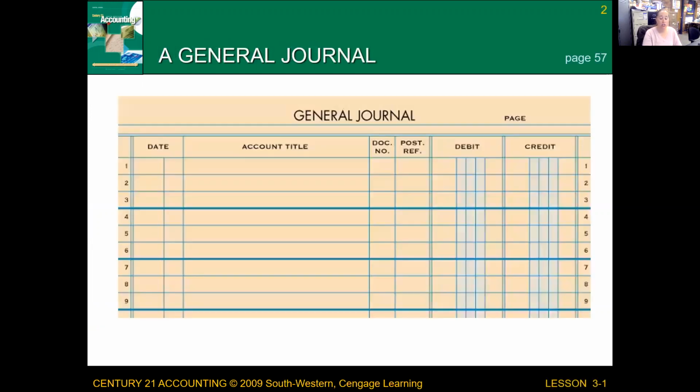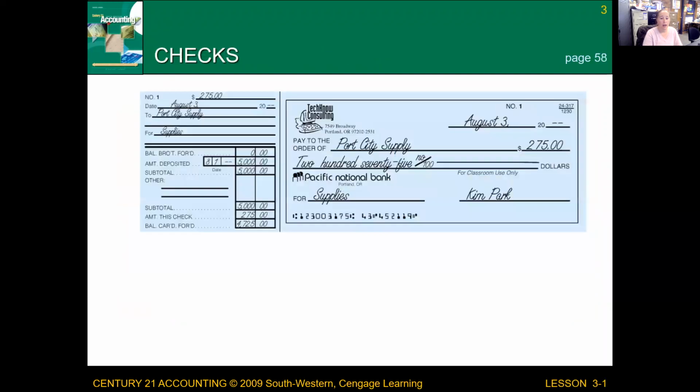So in chapter 3, we are dealing with general journals. These are going to help us with our general ledgers, but general journals are going to be used throughout all of accounting. So they're really quite important.